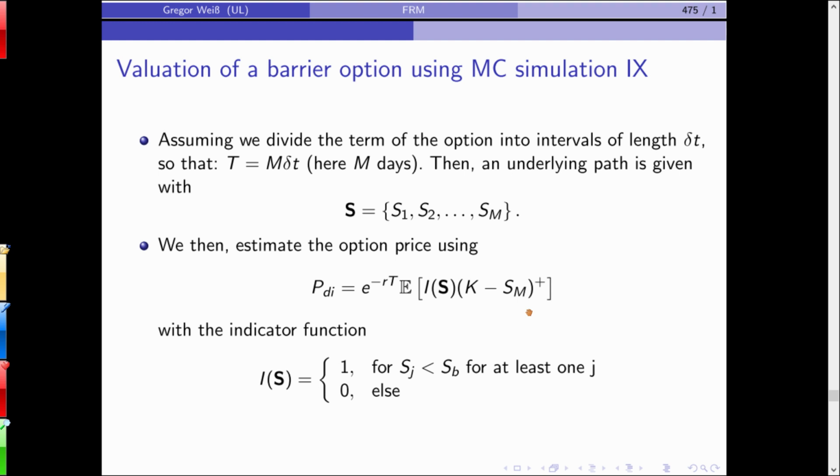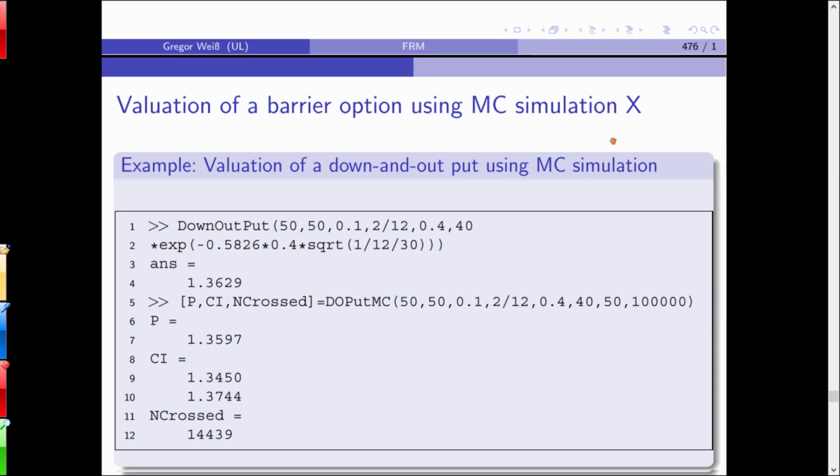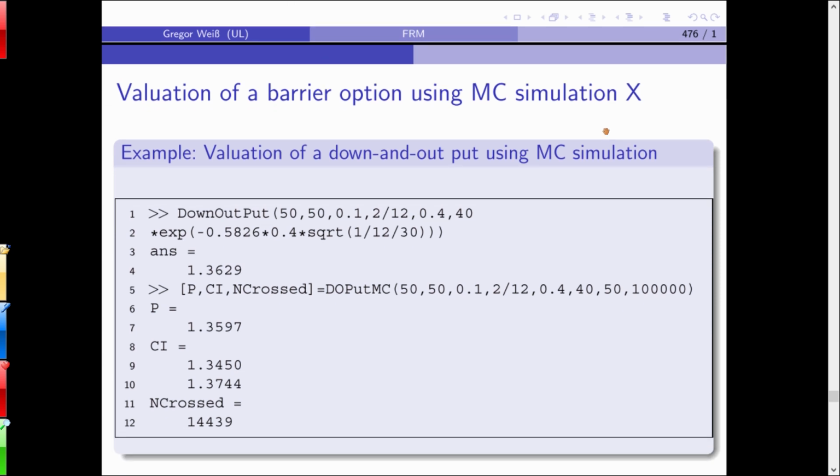And you know that for the barrier option, we need an indicator function that is 1 if the barrier option has been knocked in at least once, or 0 otherwise, if it has not been knocked in. Okay. So this is the indicator function. And first of all, we do just a regular Monte Carlo simulation. And this is the same, it's a down and out put, and we get 1.3597.